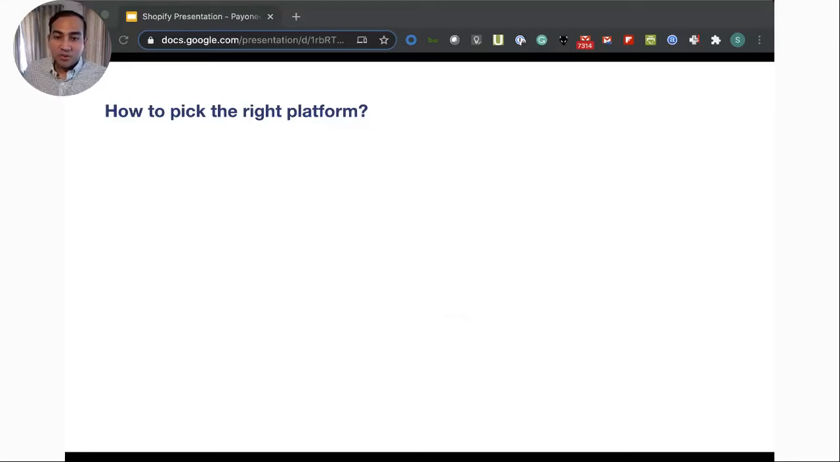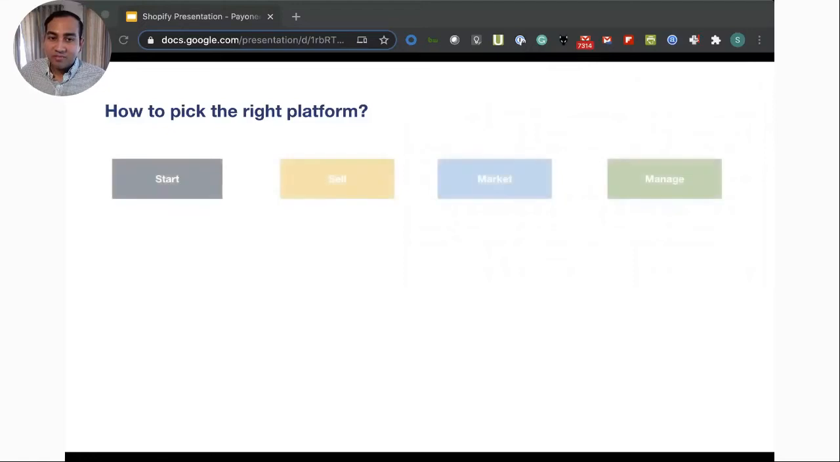So how do you pick the right platform and get started? It's so important to pick the right base. And we believe that there are four critical steps that are involved in starting and picking the right platform. The platform that you pick should help you do these four things: start, sell, market, and manage.